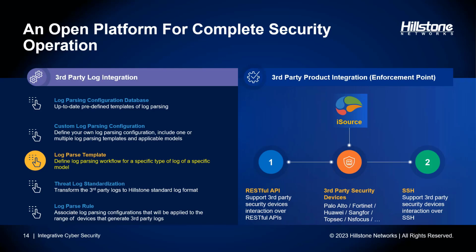As previously mentioned, Hillstone iSource is an open platform for comprehensive security operations, including third-party log integration and third-party product integration. It supports interaction with third-party security devices over RESTful APIs and SSH for seamless integration. The list of compatible third-party logs is quite extensive, and we don't need to enumerate them here, but if you'd like the complete list, please reach out to us. Additionally, third-party enforcement points like those from Palo Alto, Fortinet, Sangfor, TopSec, and Huawei are supported, ensuring versatile integration capabilities for threat response.